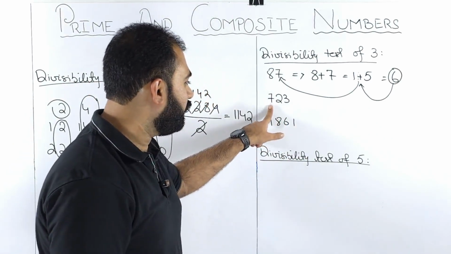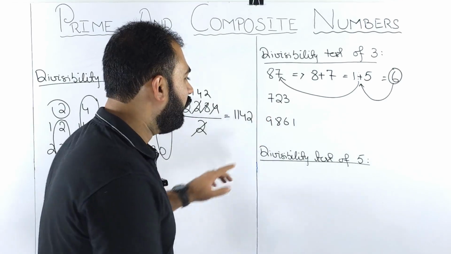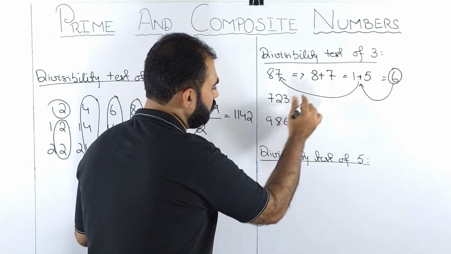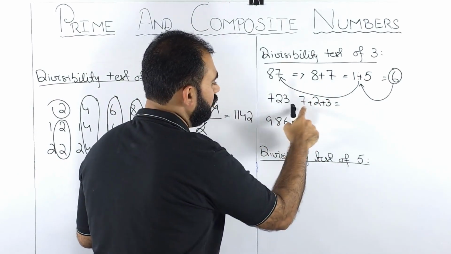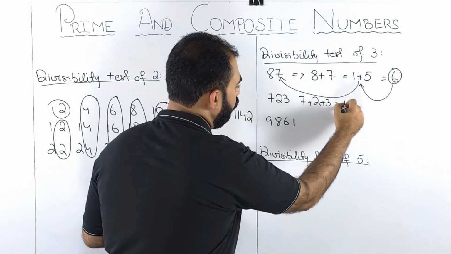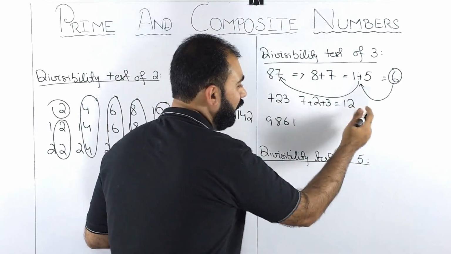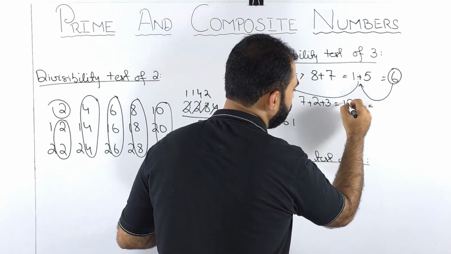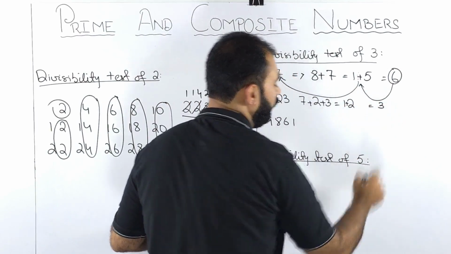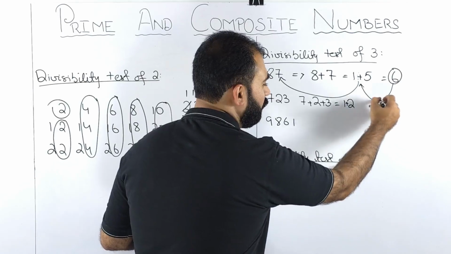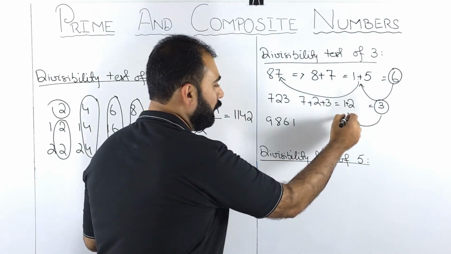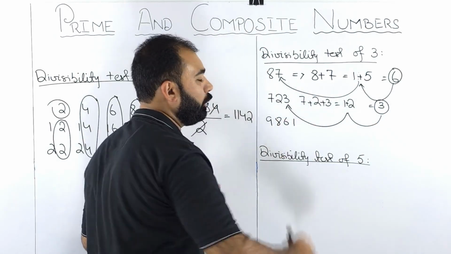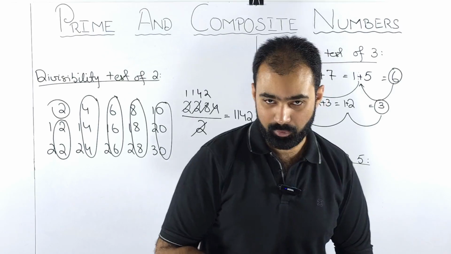Now, let's take the example of 723. If I add 7 plus 2 plus 3, I get 7, 8, 9, 10, 11, 12. And if I add 1 plus 2, I get 3. Now 3 is completely divisible by 3, which means 12 is also completely divisible by 3, which means 723 is also completely divisible by 3.